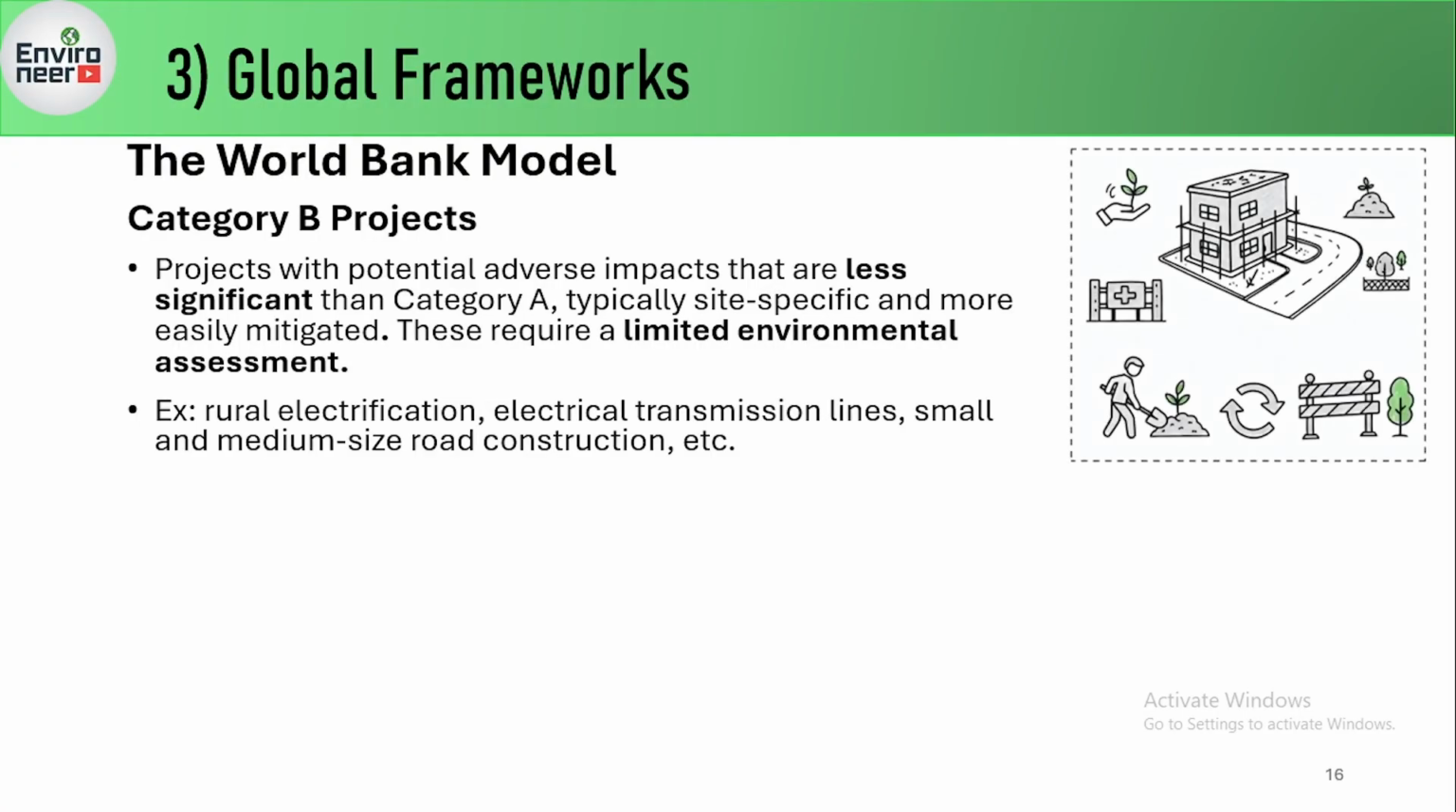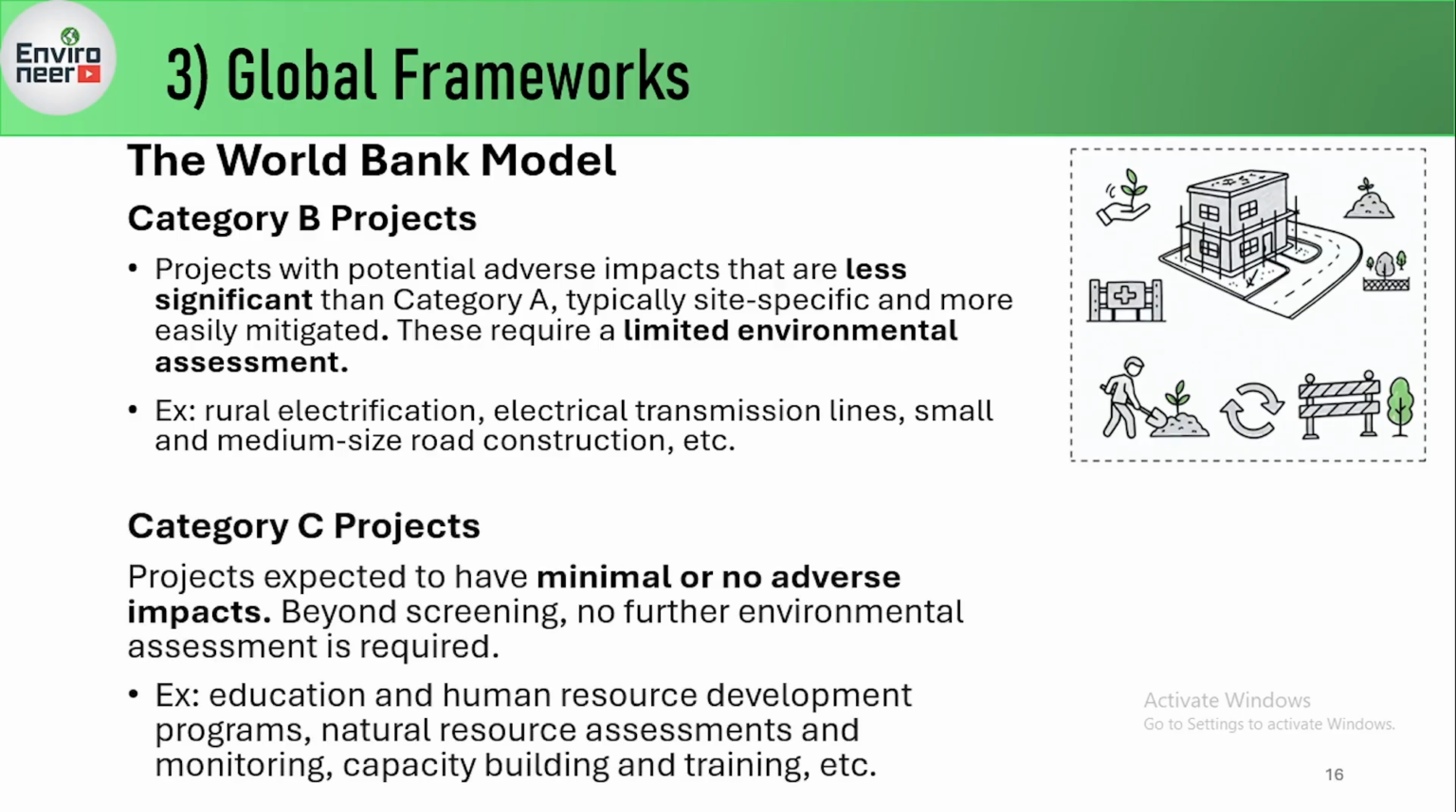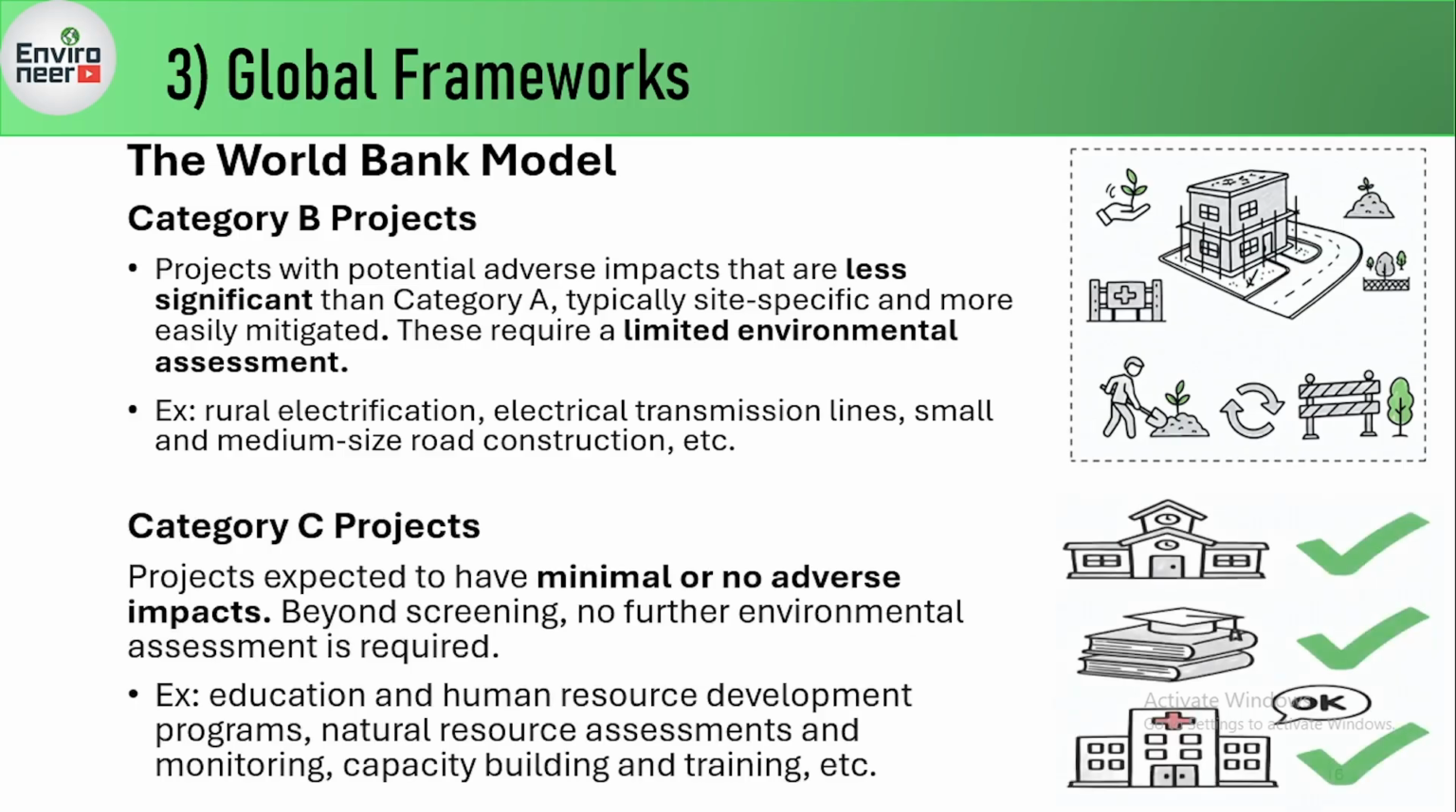For Category B, think of something like upgrading an existing road. Yes, there might be some soil erosion during construction, but it's localized. We know how to deal with it, and we can manage it with standard practices. Category C projects are even simpler because they often don't involve any major construction at all. These are your soft projects, things like developing a new school curriculum or funding a public health program. Their main impact is social, not physical.